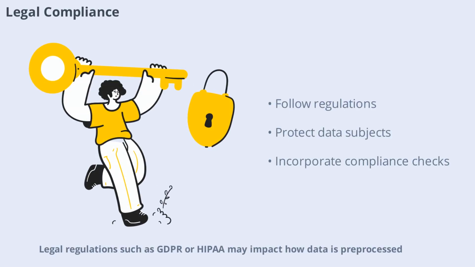Legal regulations such as GDPR or HIPAA may impact how data is preprocessed. These laws set standards for data privacy, security, and consent. Ensuring compliance is essential to avoid legal risks and protect the interests of data subjects. Always be aware of relevant regulations and incorporate compliance checks into your preprocessing workflow.